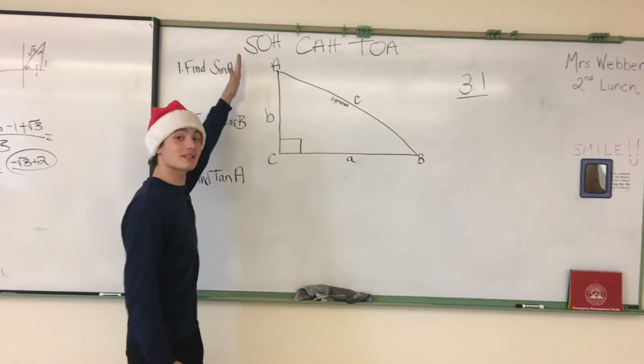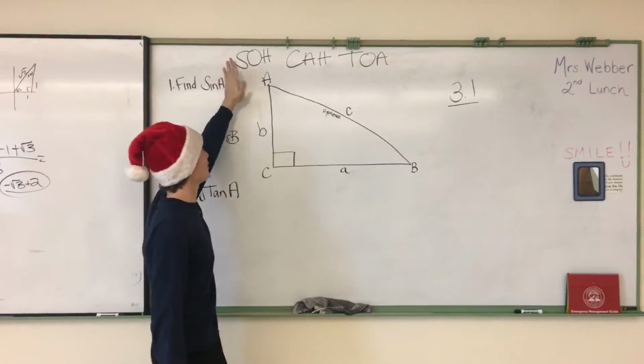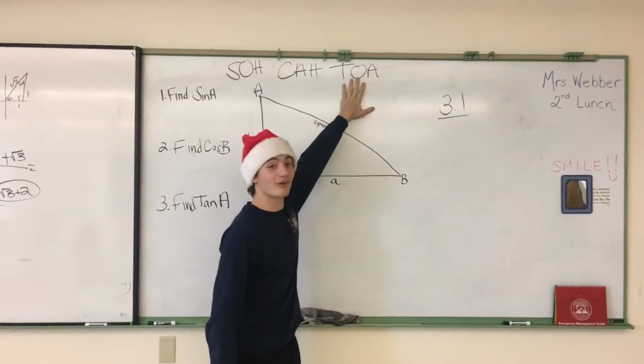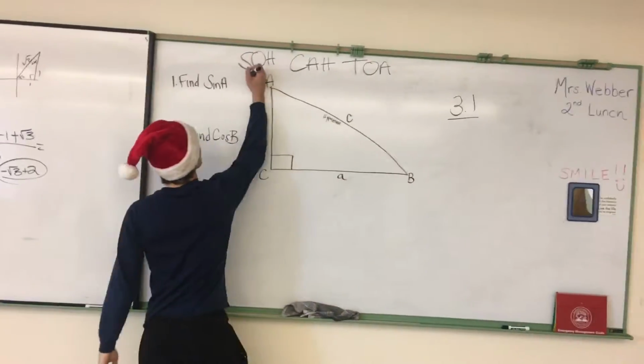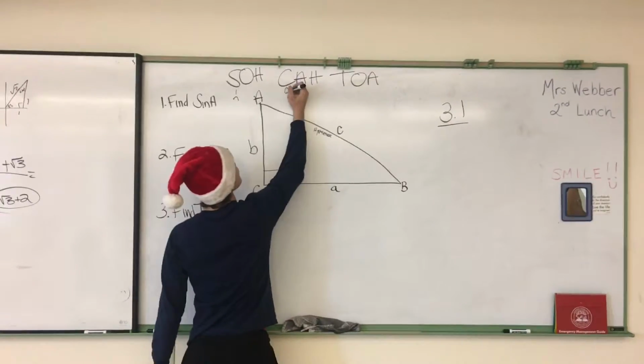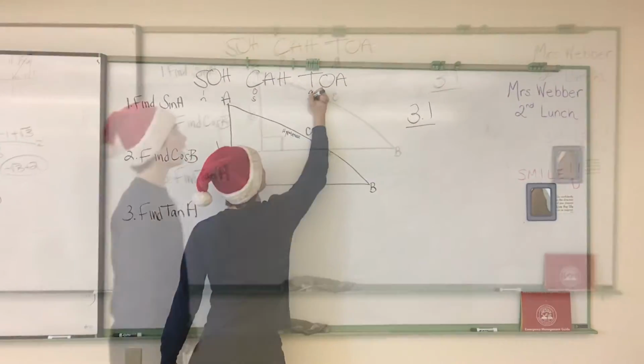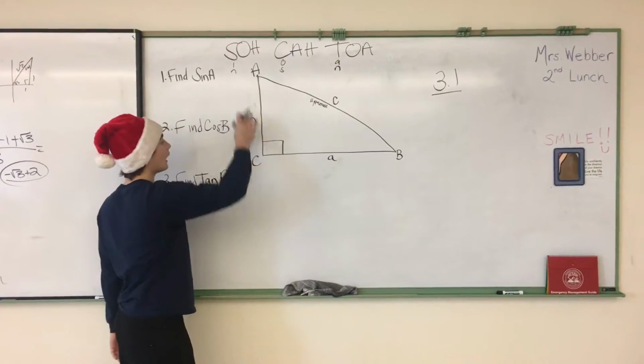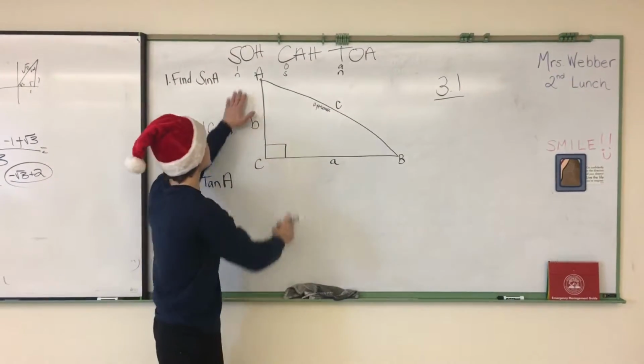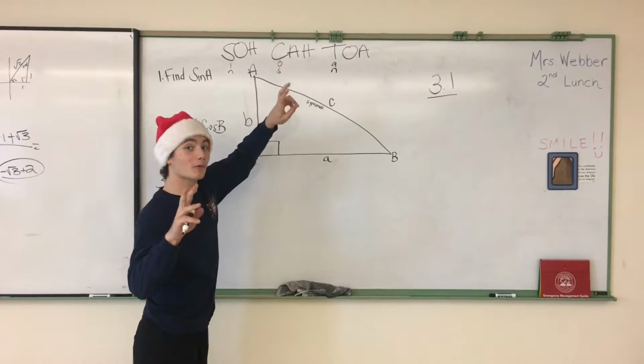So the first basic thing about learning how to solve right triangles is you have your SOH, you have your CAH, and you have your TOA. These basically stand for sine, cosine, and tangent. When you're trying to find an angle measure or a side length, you use these so-called formulas to help you.